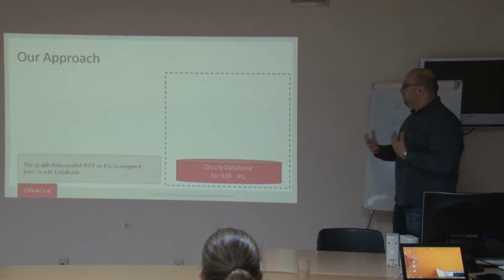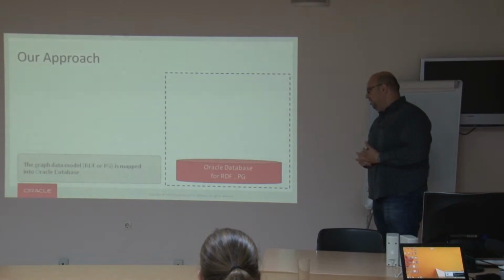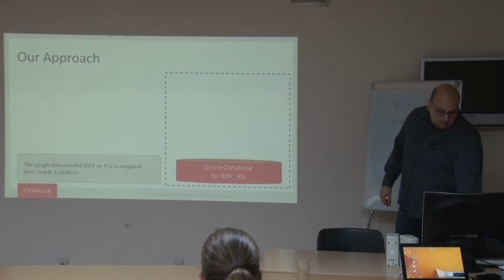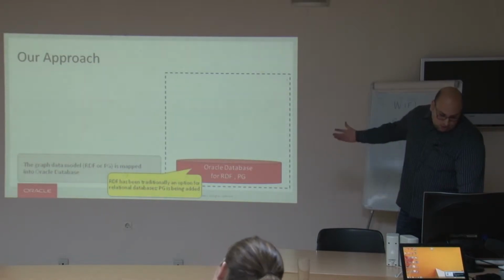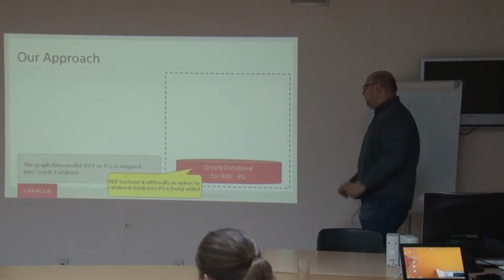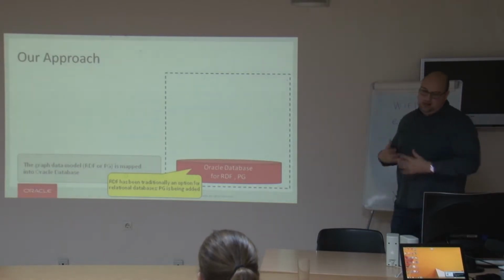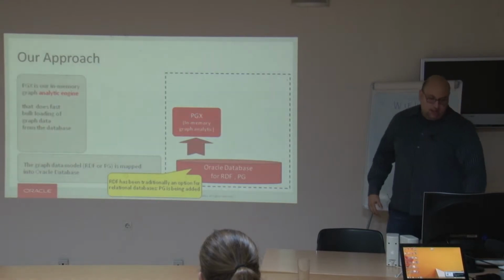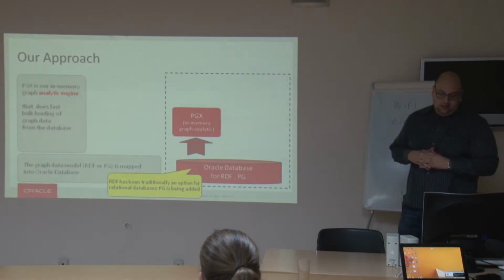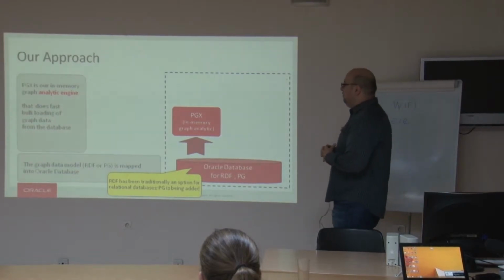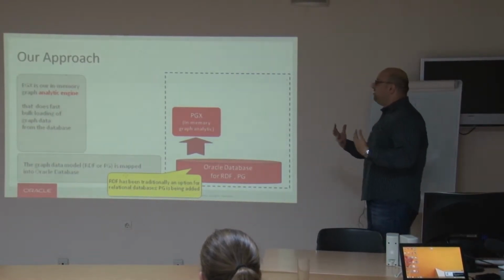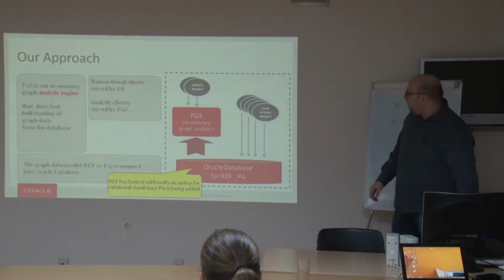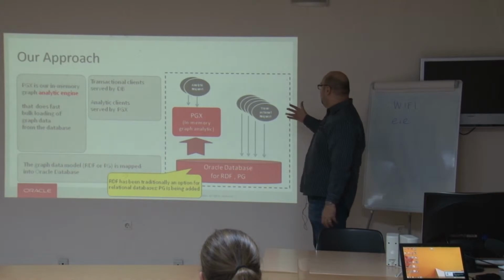Well, why can't you, if you want to transact on it, store it just as a graph data model, either RDF or property graphs? We can map that into the Oracle database. RDF has traditionally been an option for our databases, and now we're working on adding property graph support in Oracle database. And then marry that system with an in-memory analytical engine, which has support for fast bulk loading of graph data from the database.